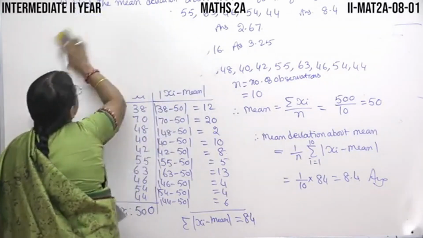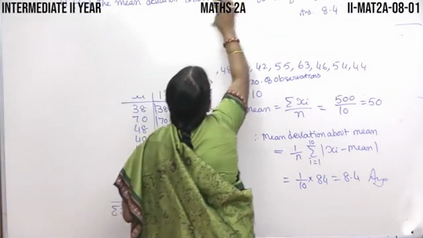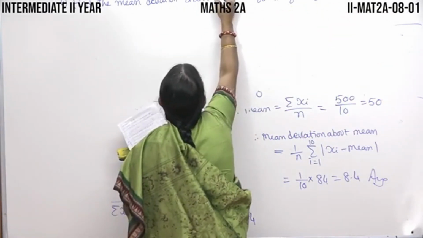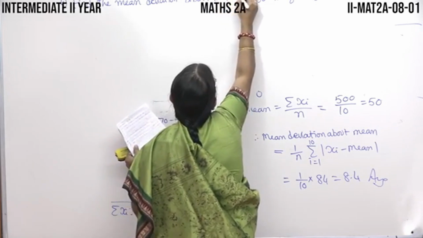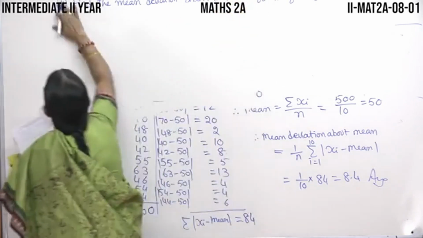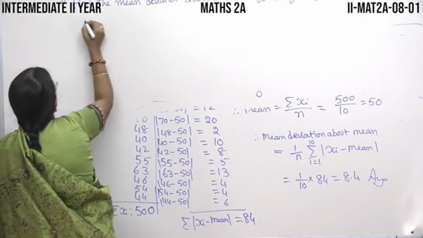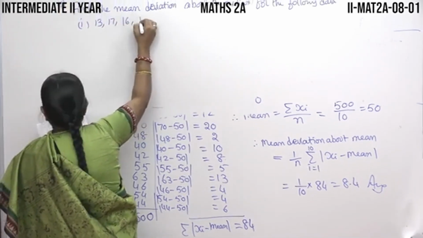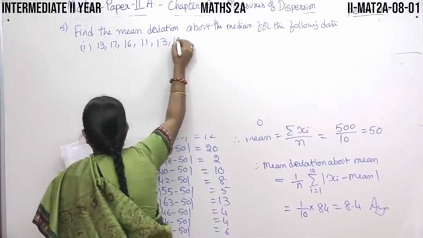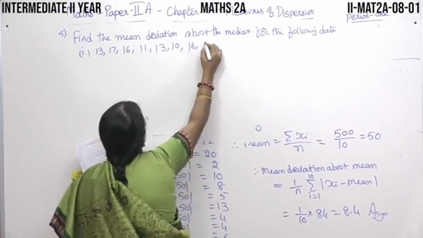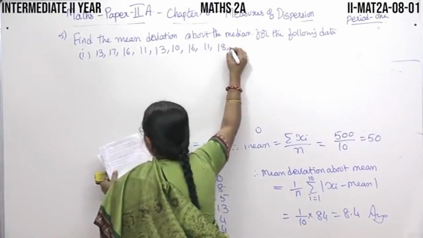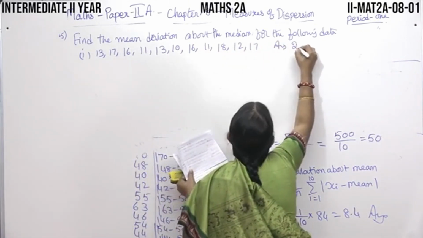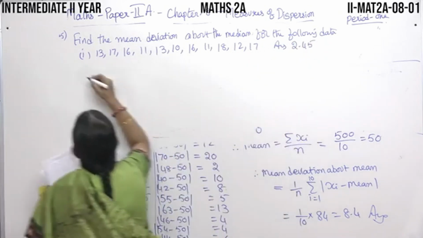Now next one. Mean deviation about the median. Mean deviation about the median for the following data. So first bit: 13, 17, 16, 11, 13, 10, 16, 11, 18, 12, 17. For this, the answer is 2.45.